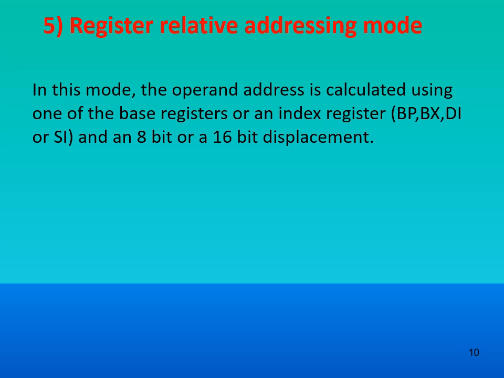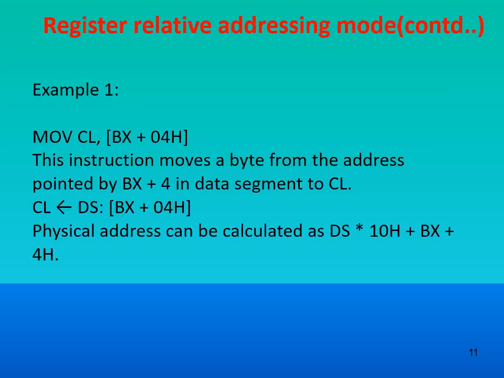We need to consider two things before calculating the physical effective address. For example, MOV CL, comma, within brackets I have two things. One is a base register, another one is a displacement. So this instruction moves a byte from which address? The address pointed to by BX plus 4 in the data segment.